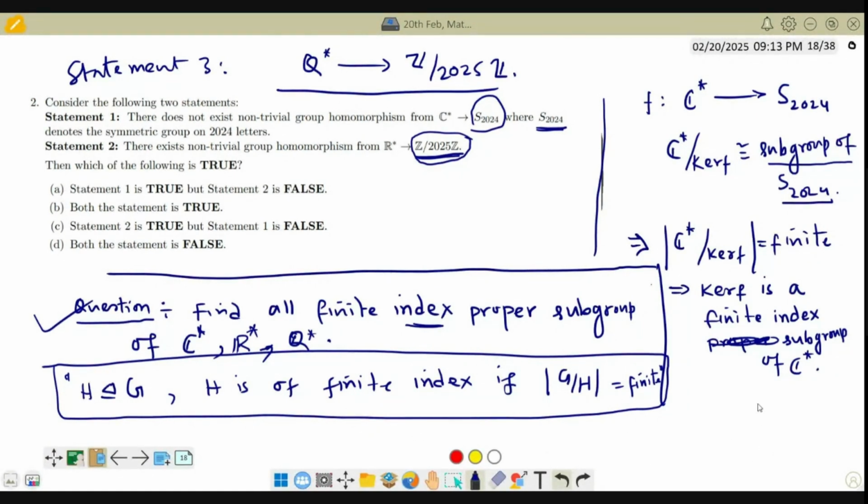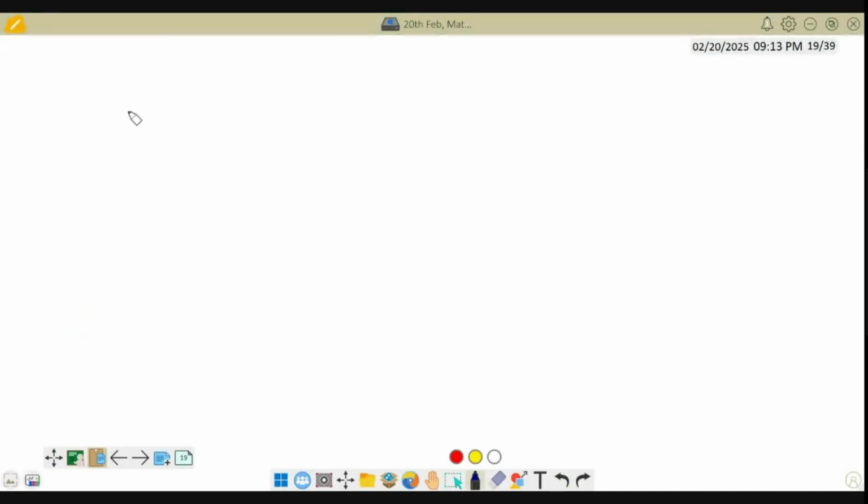How will you approach this thing? Let's discuss R star at first. So finite index proper subgroups of R star.